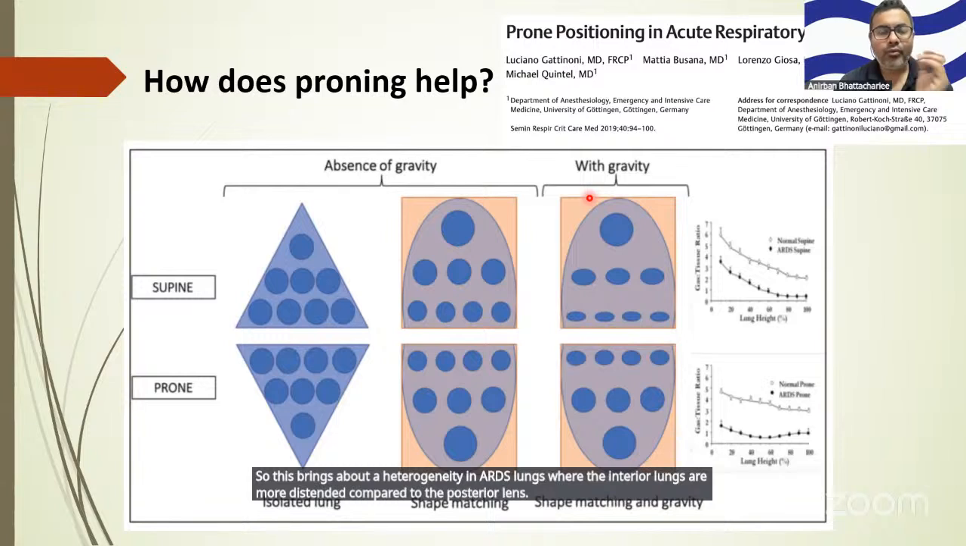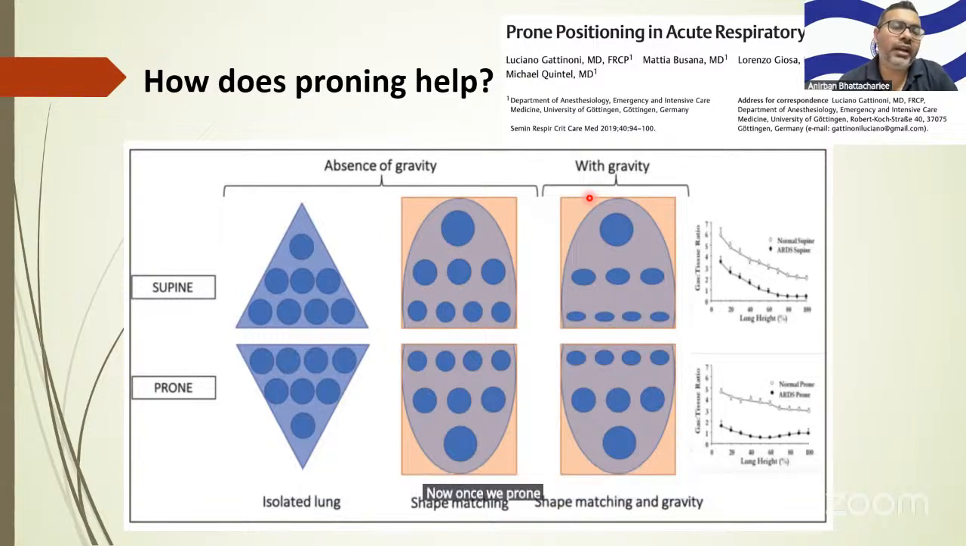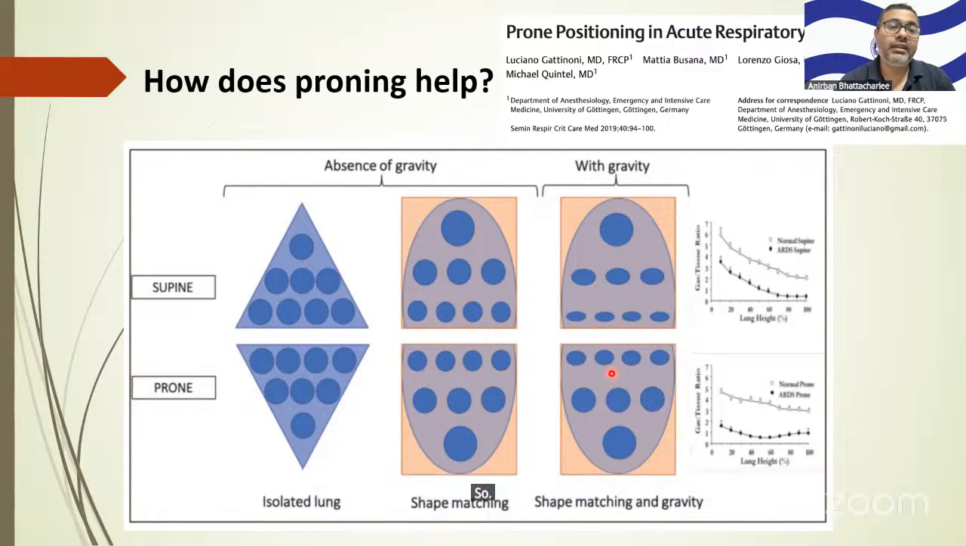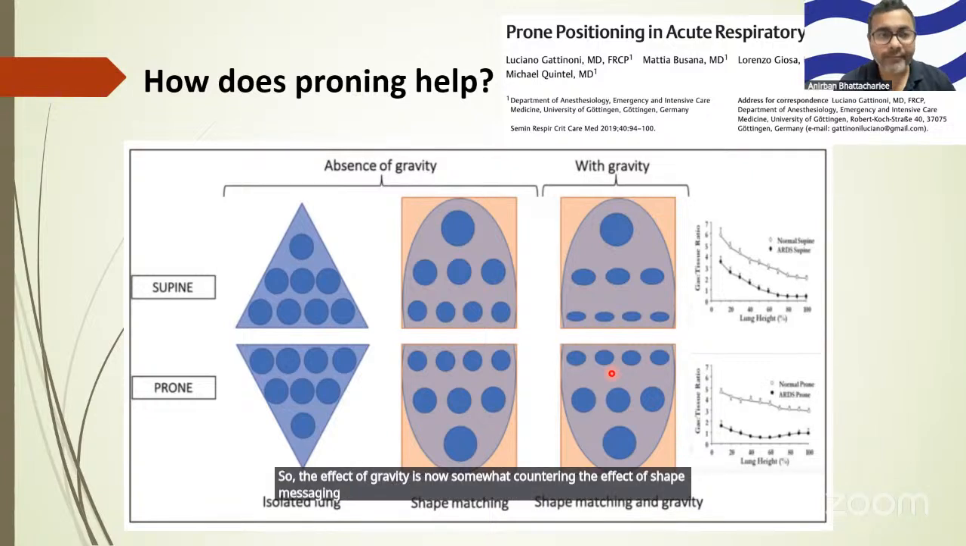Now, once we prone this patient, the effect of gravity is altered. Although the shape matching does not change, and because of the shape matching the anterior lung is going to be more distended, the gravity effect gets altered. So now the weight of the posterior lung segment falls on the anterior. So the effect of gravity is now somewhat countering the effect of shape matching and thereby homogenizing the alveolar gas distribution. Okay, so this is a concept.